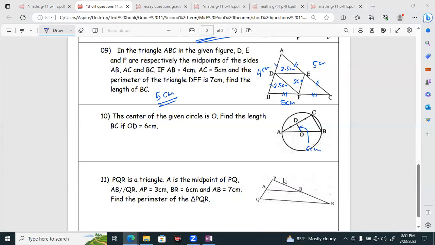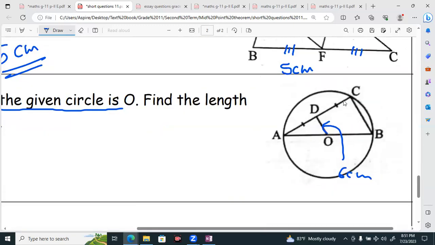12 centimeters, because here what is the information they have given? The center of the given circle. Now here they have mentioned that D is the midpoint of the AC straight line. Okay, then D is the midpoint. Then O is the center, so AO is a radius. Then these two are also equal. That means O is the midpoint of the AB straight line segment.